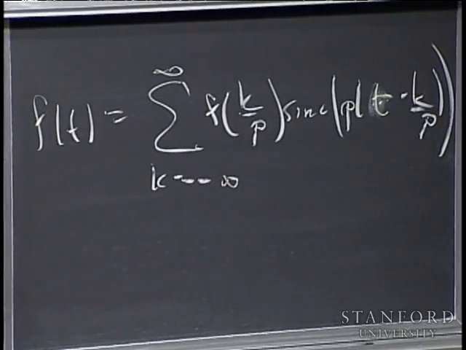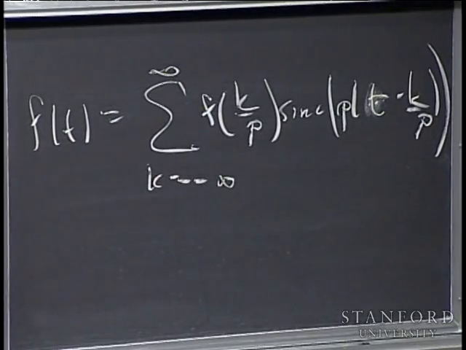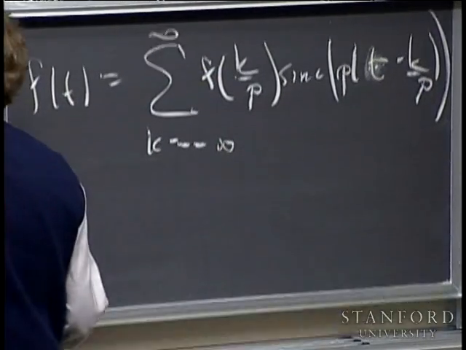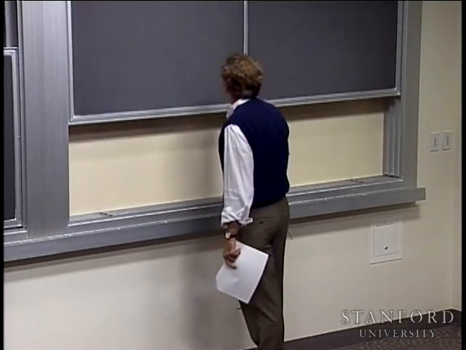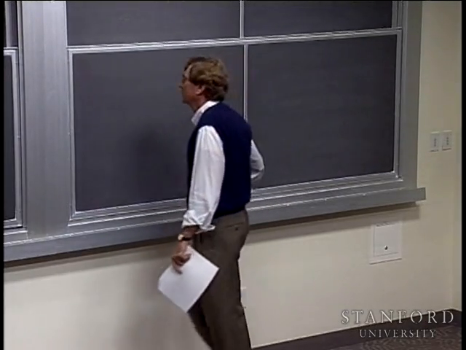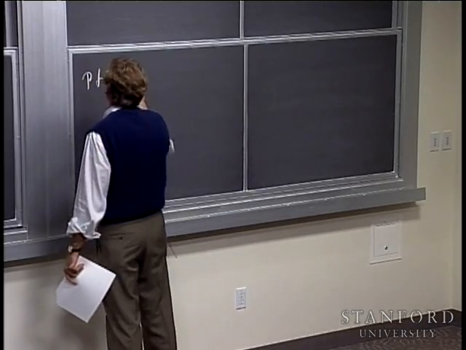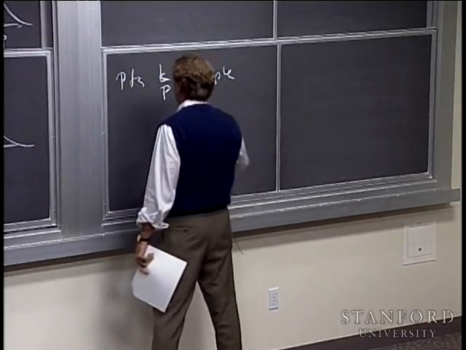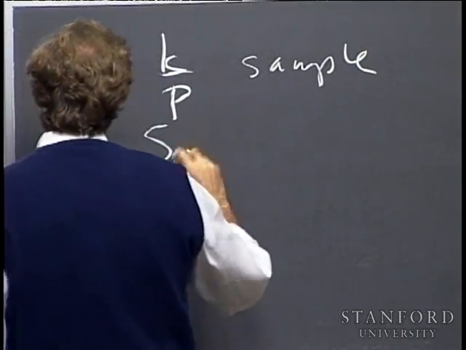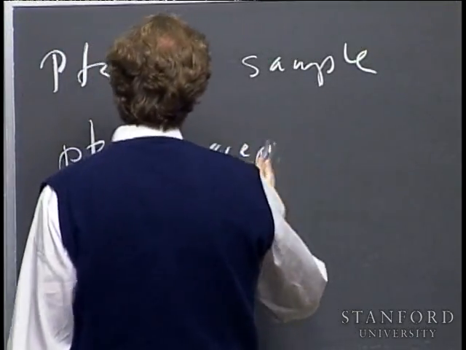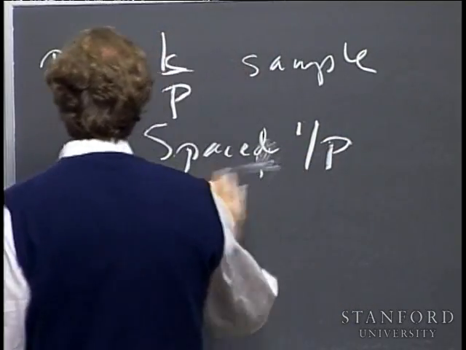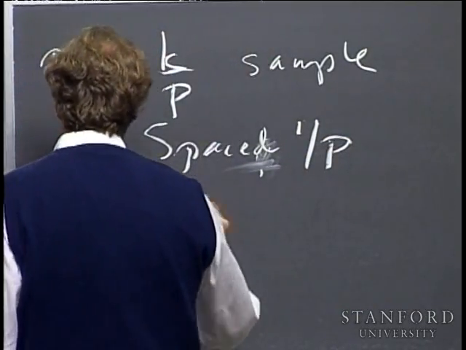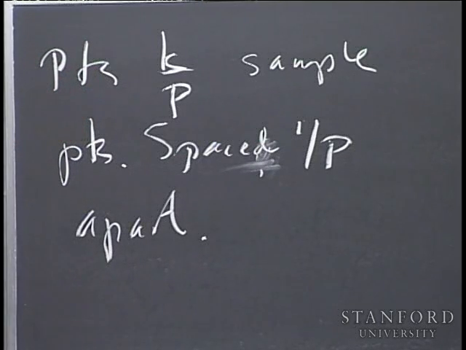All right. The points k over p are the sample points. They're in the time domain, of course, and they're spaced 1 over p apart. All right? And what that formula does is it interpolates all values of the function in terms of the sample values.